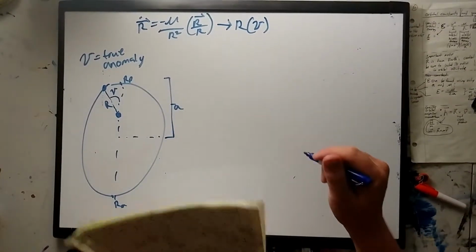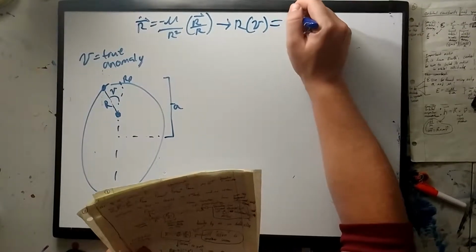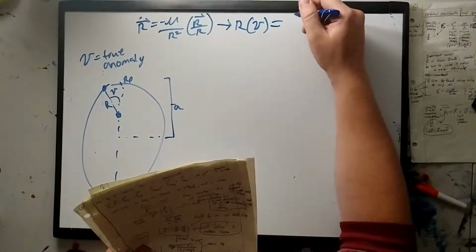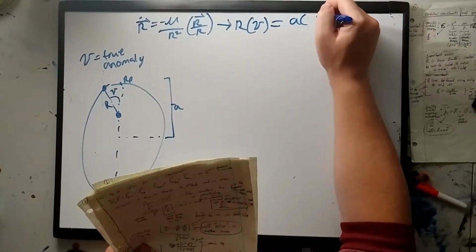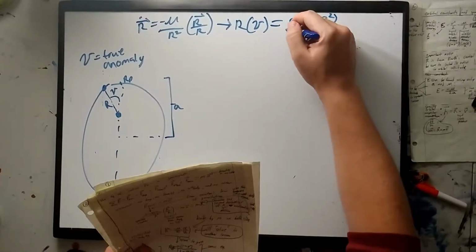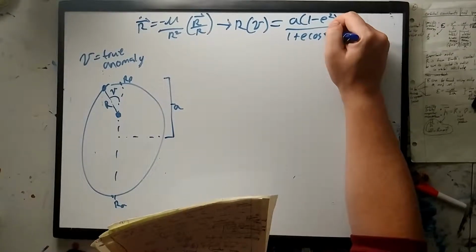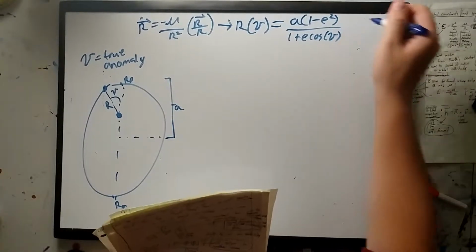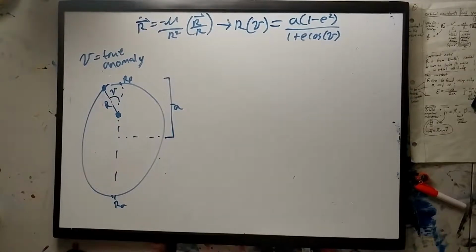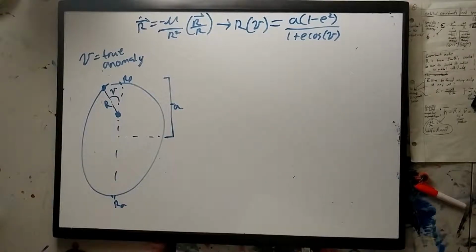All right, so solving this two-body equation of motion, we get r as a function of nu equals a, our semi-major axis, times 1 minus e squared over 1 plus e cosine of nu. Now e is our orbit's eccentricity. The eccentricity describes how elliptical the orbit is, or what type of conic section it's going to look like. And we'll talk more about conic sections in the next video.